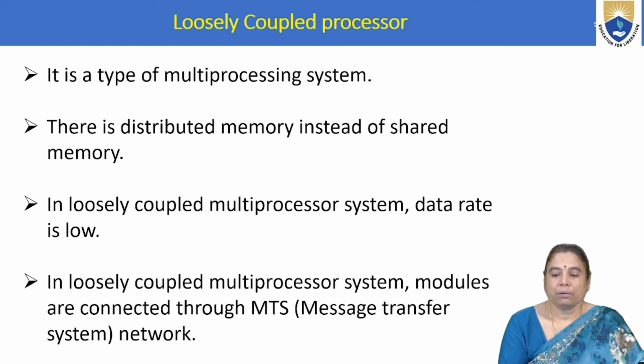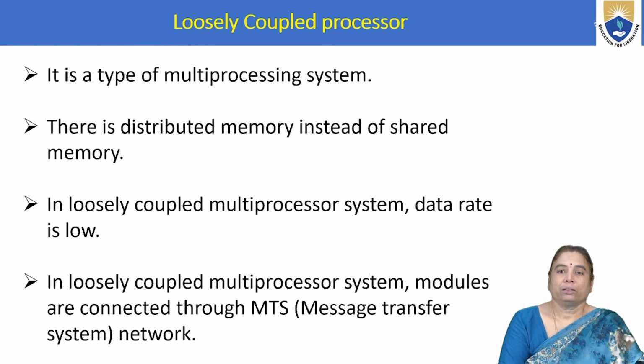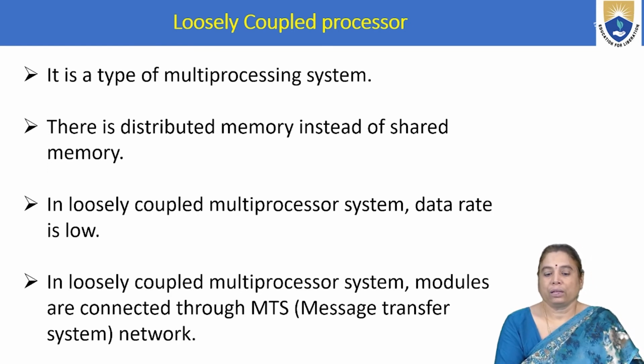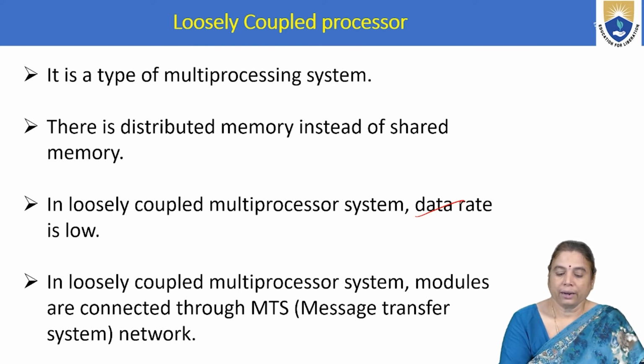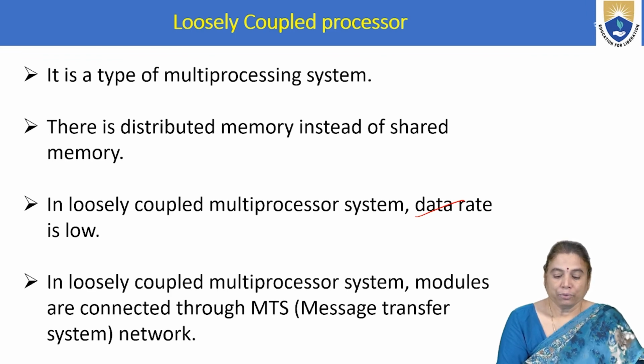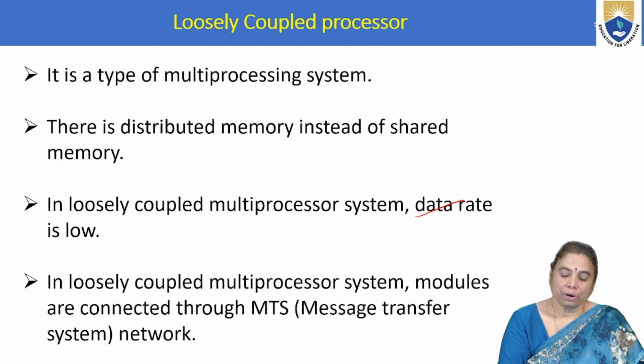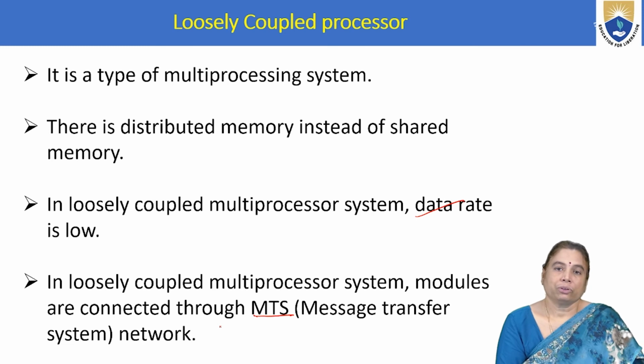Now, what are the loosely coupled processor and tightly coupled processor? Loosely coupled processor is a type of multiprocessing system. Here there is a distributed memory instead of the shared memory, so all the processors have to be connected to the distributed memory. In a loosely coupled multiprocessor system, the data rate is very low. In a loosely coupled multiprocessor system, modules are connected with the MTS, Message Transfer System network. So the communication between processors can be accomplished with the technique of message transfer.